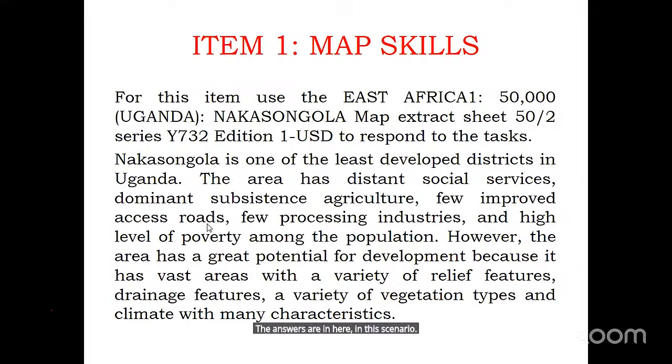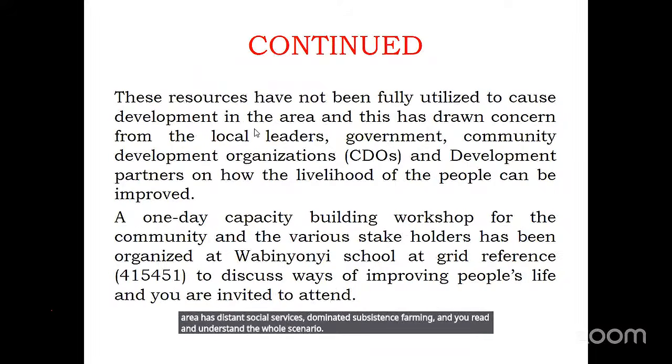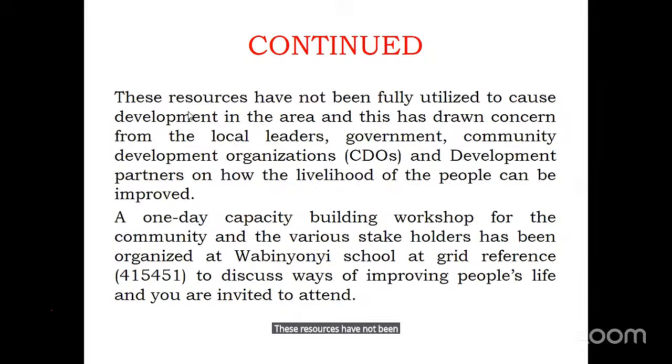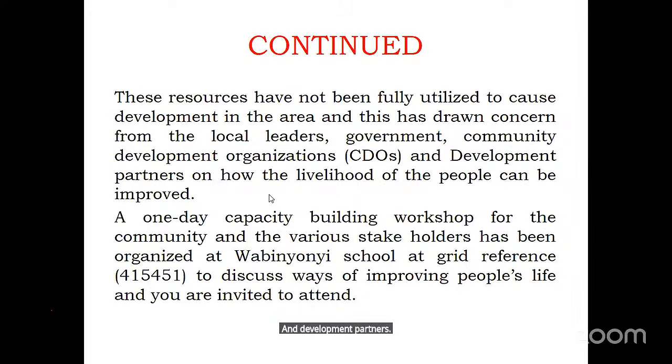For this item, use the East Africa 1 to 50,000, Uganda, Nakasongola map extract sheet, series edition. All this information is on the map to respond to the task. Nakasongola is one of the least developed districts in Uganda. The area has distant social services, dominated by subsistence farming, and you read and understand the whole scenario. These resources have not been fully utilized to cause development in the area, and this has drawn concern from the local leaders, government, community development organizations, and development partners on how livelihood of the people can be improved.